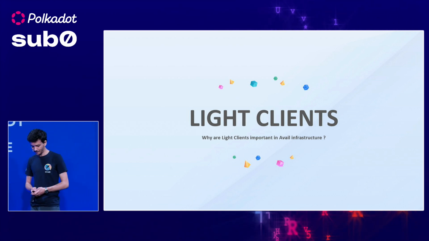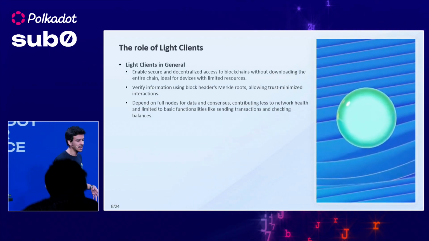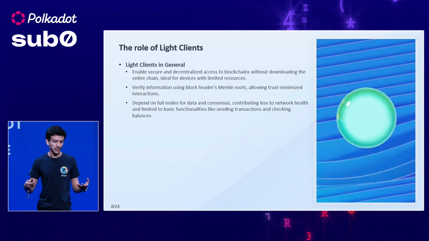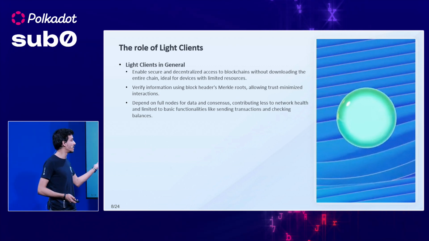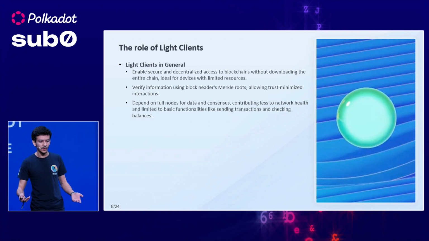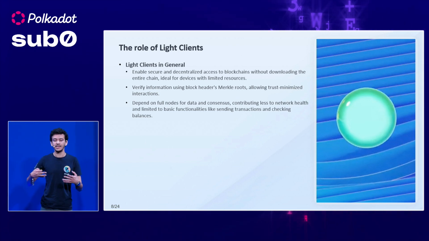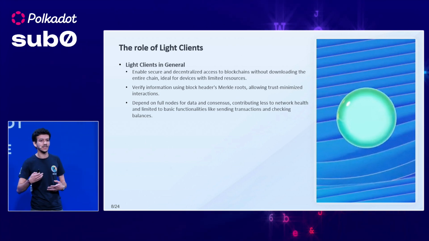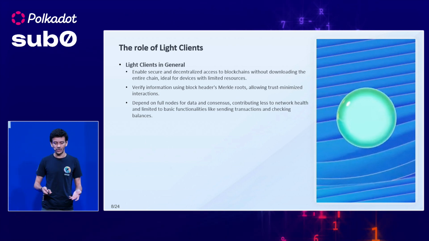Typically, light clients in general, so not really Avail specific, enable secure and decentralized access to blockchain without downloading the block content. They actually handle the headers, so they are ideal for devices with limited resources. They verify information using the block's header, the Merkle root, and they allow trust-minimized interaction. Some of their limits are that they still depend on full nodes for data and for consensus. They contribute less to the network because they allow interaction, but they do not contribute back to the network, and they are limited to basic functionalities.